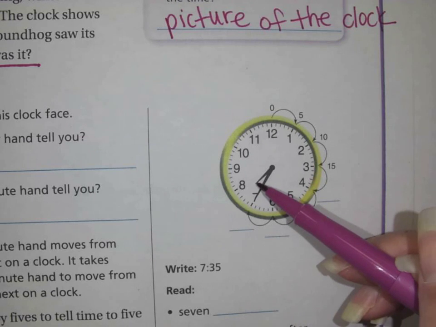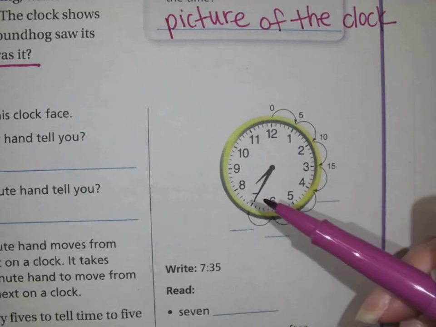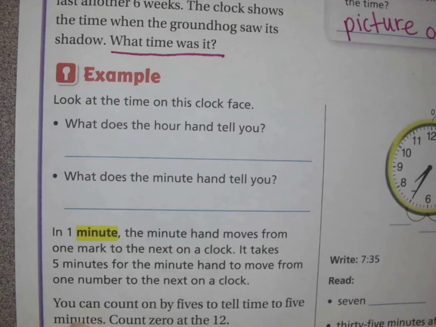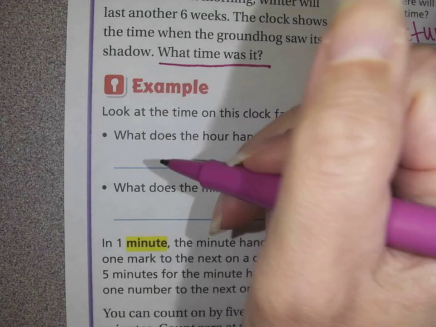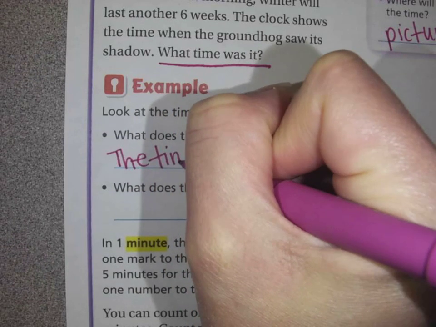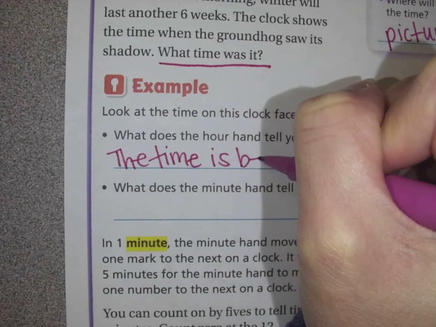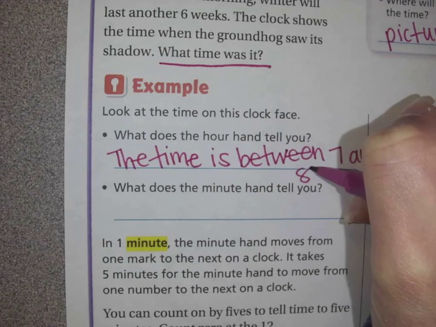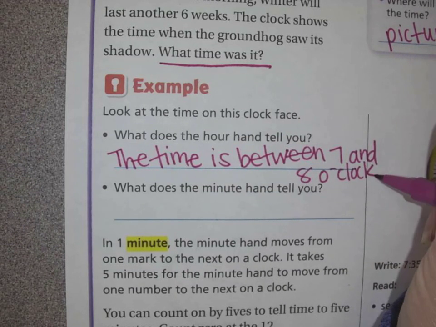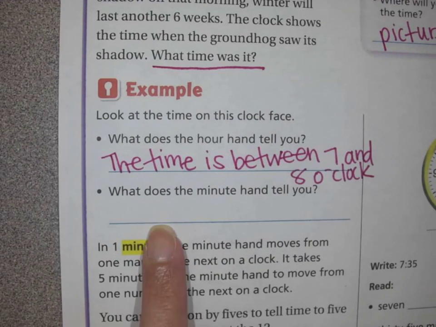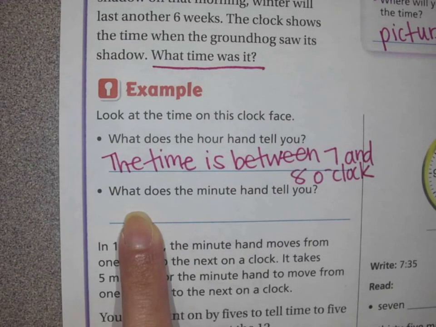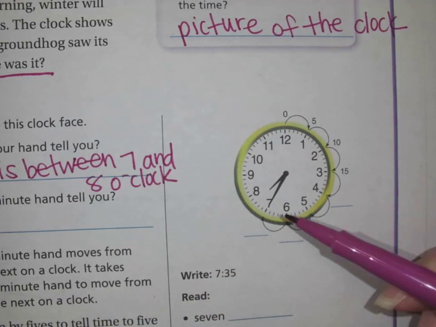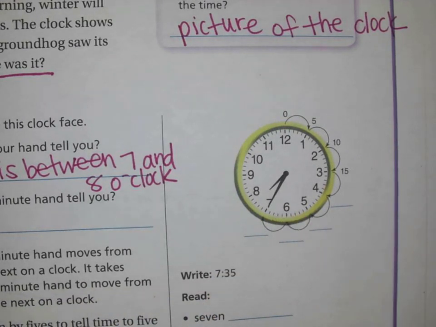Now we know the hour hand comes after the 7, but it has not made it to 8 o'clock yet. So it's 7 o'clock. Okay, so I would write the time is between 7 and 8 o'clock. All right, so it's 7 something. Next, ask yourself, what does the minute hand tell you? Here's the minute hand. The minute hand is directly on 7.